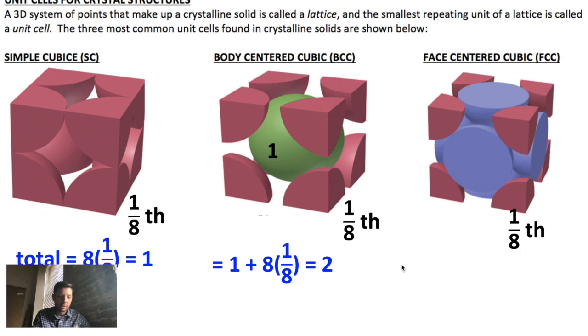And if I think about how many faces there are in a cube, well, there's 6 faces, and each of them has what looks like half of an atom. So the total would be 6 halves and 8 eighths. So I get 4 atoms in the face-centered cubic. So they have different packing densities in each repeating unit cell.